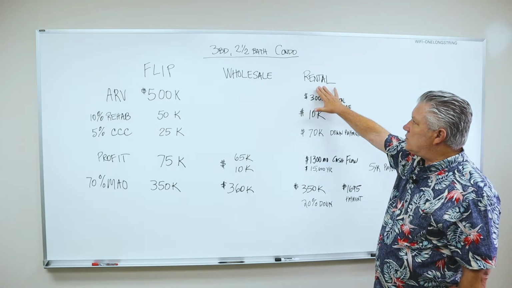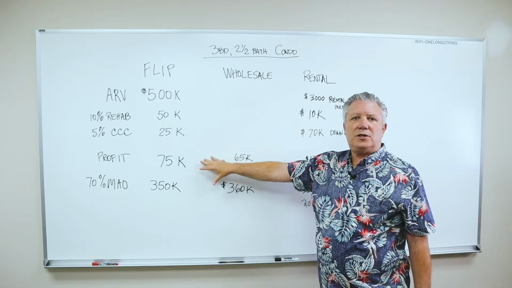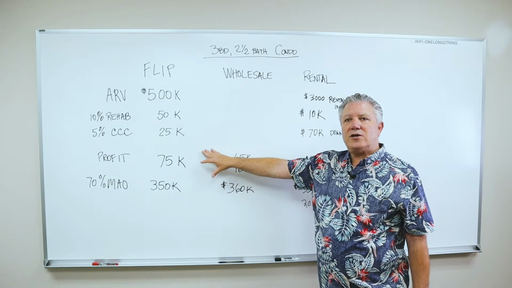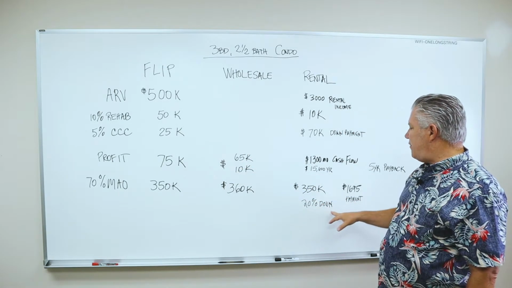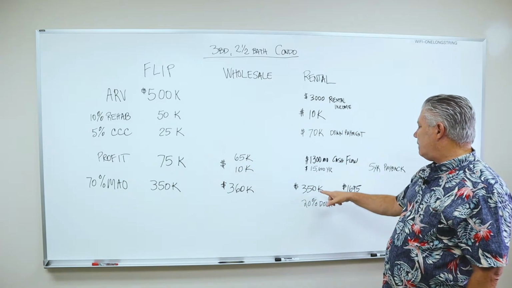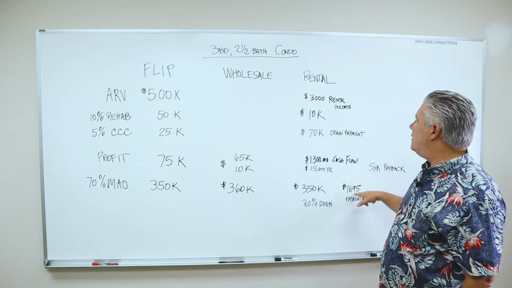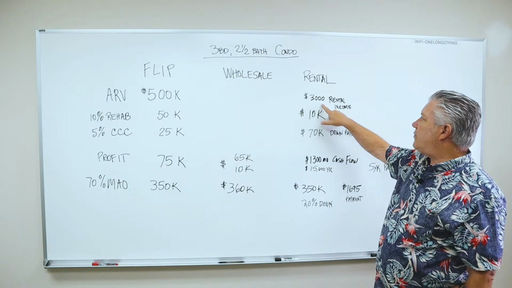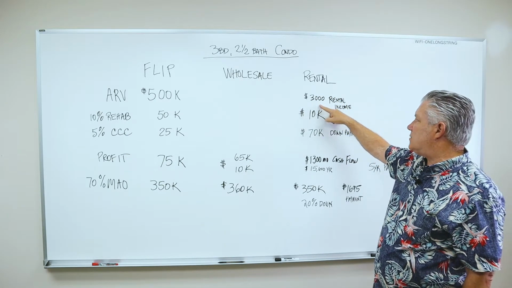In the rental situation, we would have put a loan on it. In the flip situation, we usually pay cash or use hard money. So this is a more permanent financing, 20% down, payments around $1,695 or $1,700 a month. You know we can rent it out for $3,000. A 3-bedroom, 2-bath here in Orange County rents out for about $3,000.